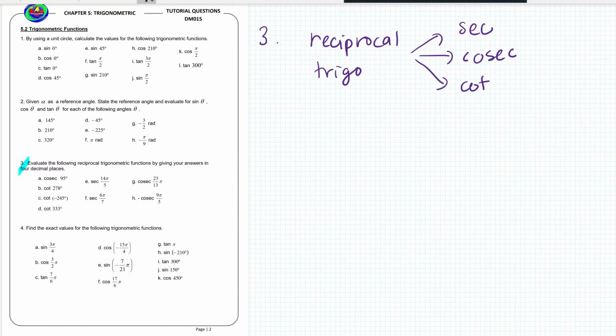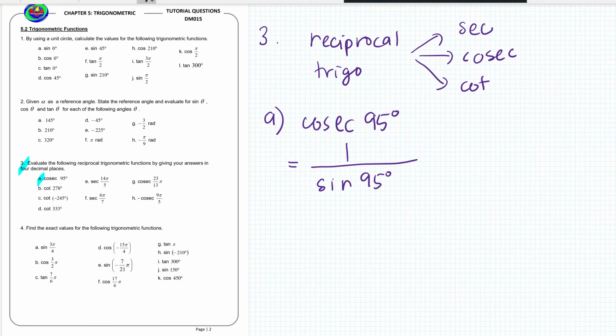Now we will answer question number 1. For question A, we have cosec 95 degrees. If you have a reciprocal trigo, you need to change it into a more specific trigo, which is sine, cos or tangent. In this case, cosec is 1 over sine 95. Then you just need to find the value of sine 95, and divide 1 by it.